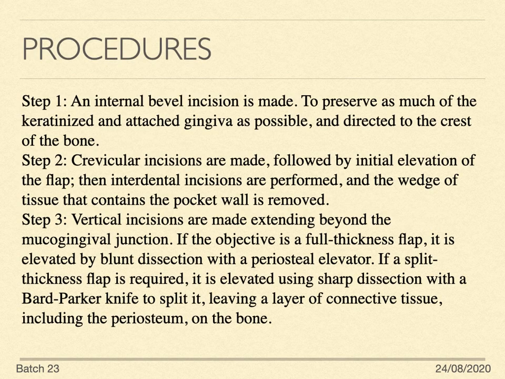So coming on to the procedure, an internal bevel incision is made. The internal bevel incision is almost identical to the incision which we usually give for modified Widman flap. The internal bevel incision is given 0.5 to 1 millimeter from the crest of the gingival margin and pointed apically to the crest of the alveolar bone. This is to preserve as much keratinized and attached gingiva as possible, and it is directed to the crest of the bone. The crevicular incision is the second incision, followed by the internal bevel incision.